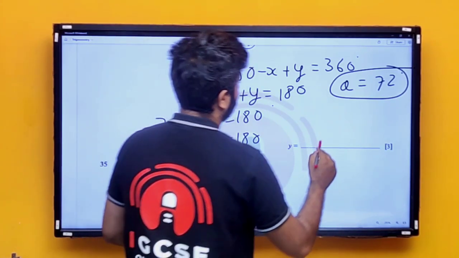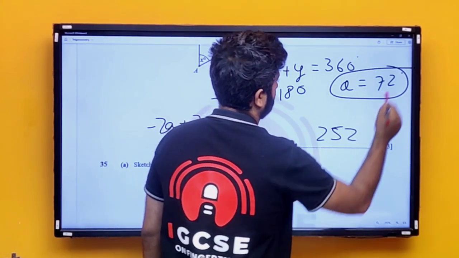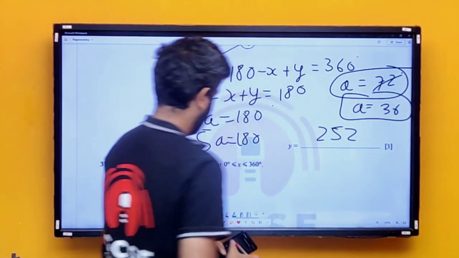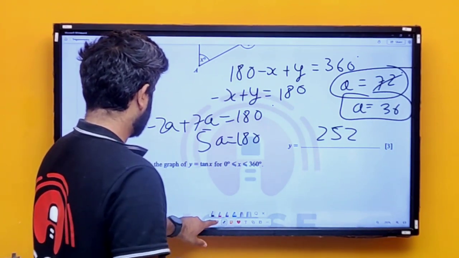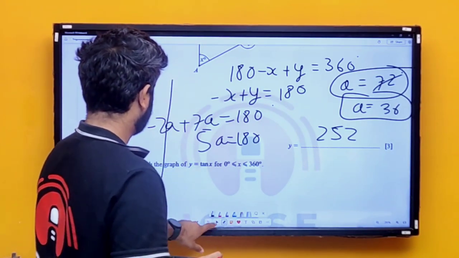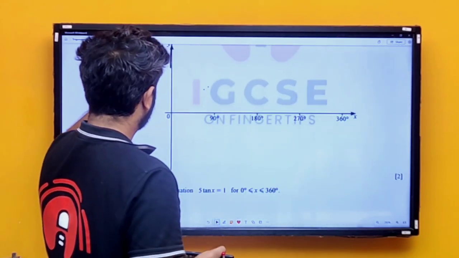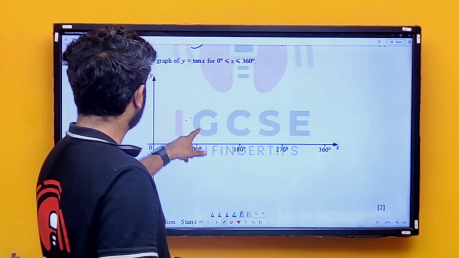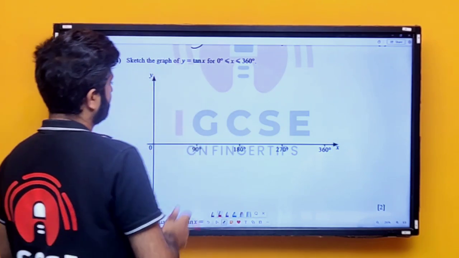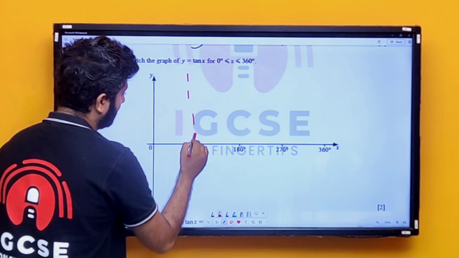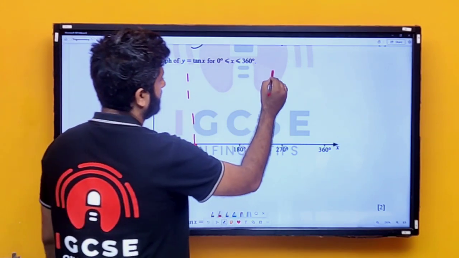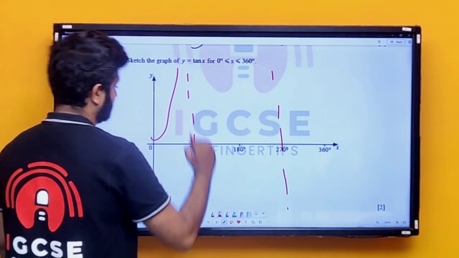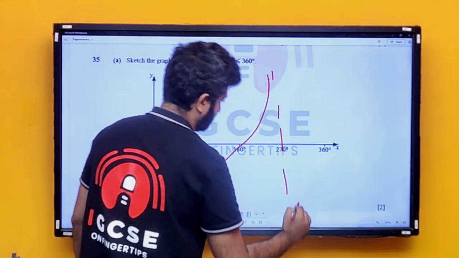Next question, plot the graph of Y equals tan x, from 0 to 360. So guys, for tan x, what you do is generally you draw a dotted line at 90 degrees and a line at 270 degrees. Why? These are asymptotes. These are those lines where your graph becomes undefined, right? And this is the shape, as we had already learned. Kindly draw using a scale, so it will be better for the paper checker and better for you also. The shape would look very good.